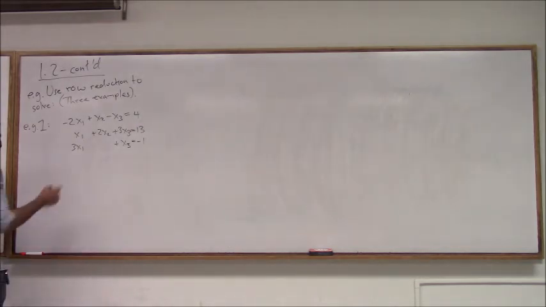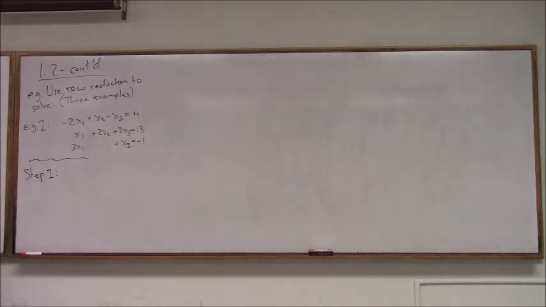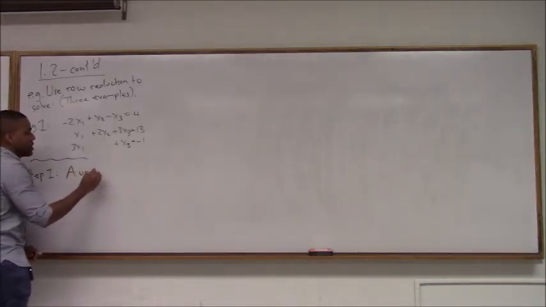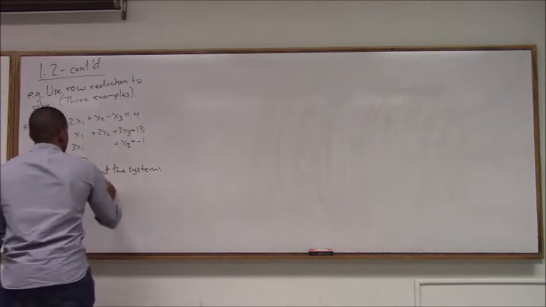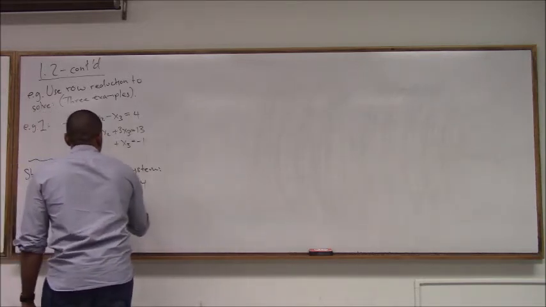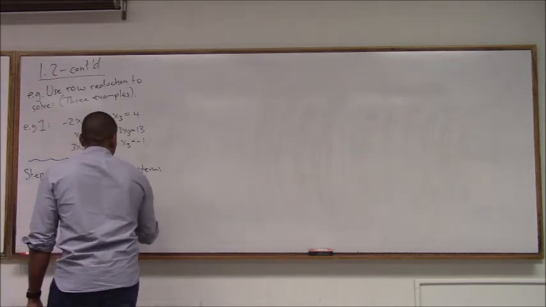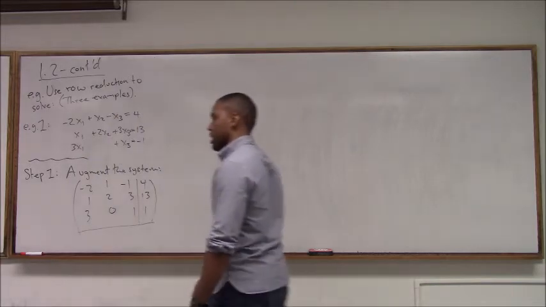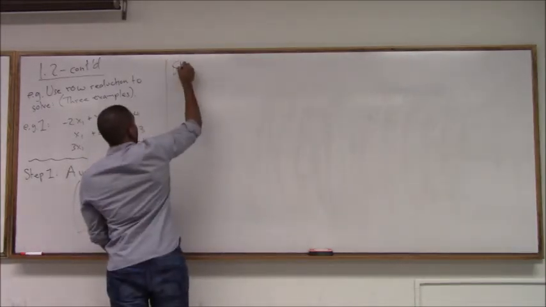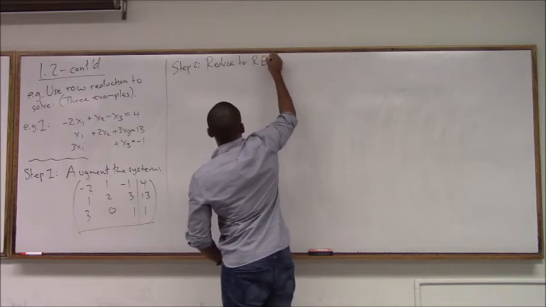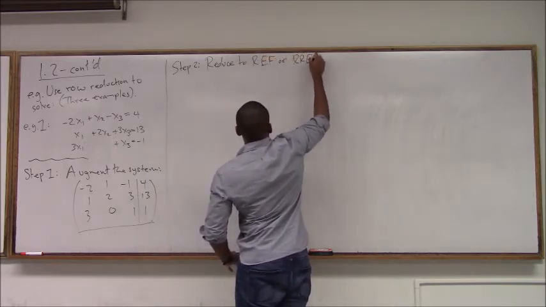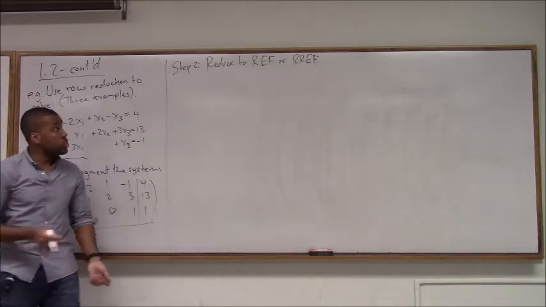So we're going to use row reduction, so now let's go through the process. What would be the first step? Augment it first, right? You rewrite it, so augment the system. Okay, so we're now looking at this. From now on we're going to work with that. And step 2, reduce to REF or RREF. It's really optional unless I specifically require you to do one or the other.